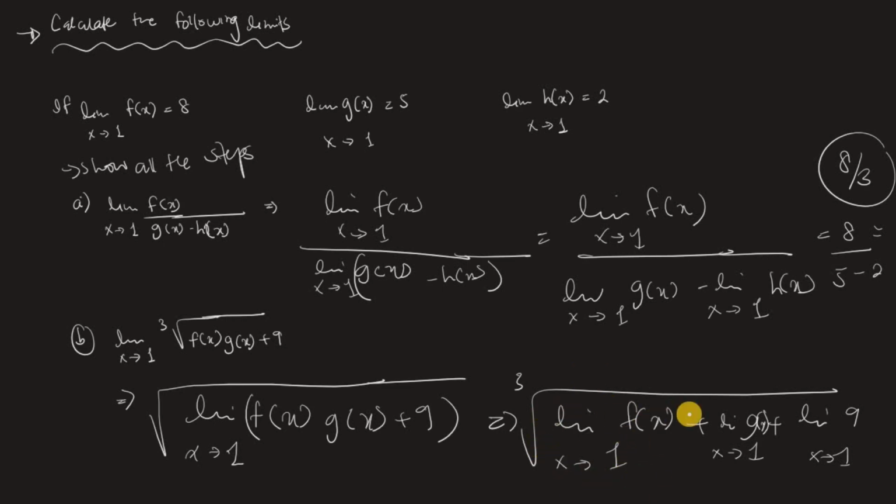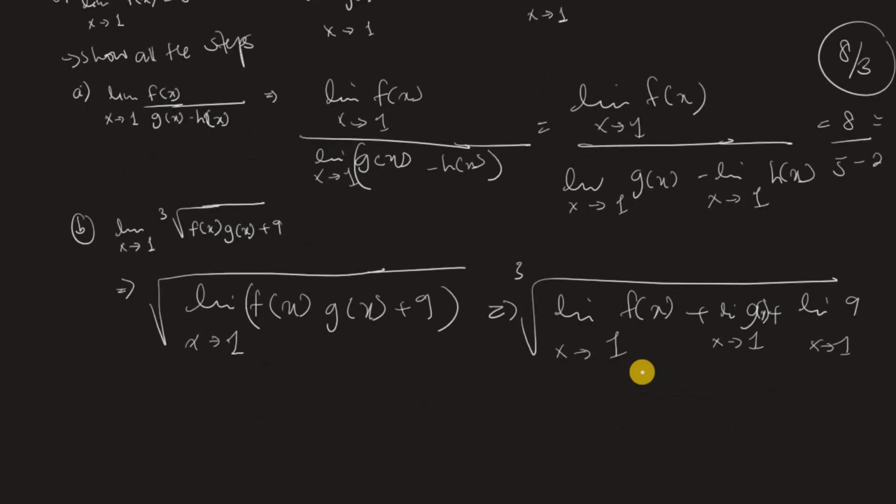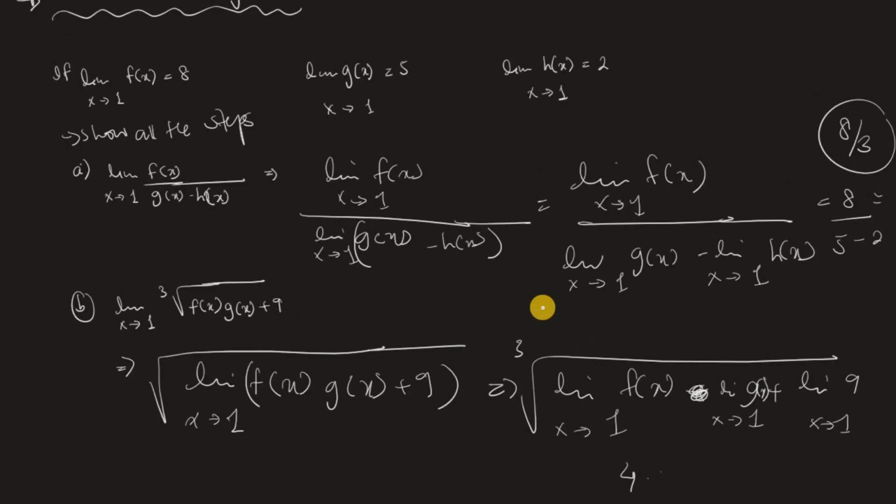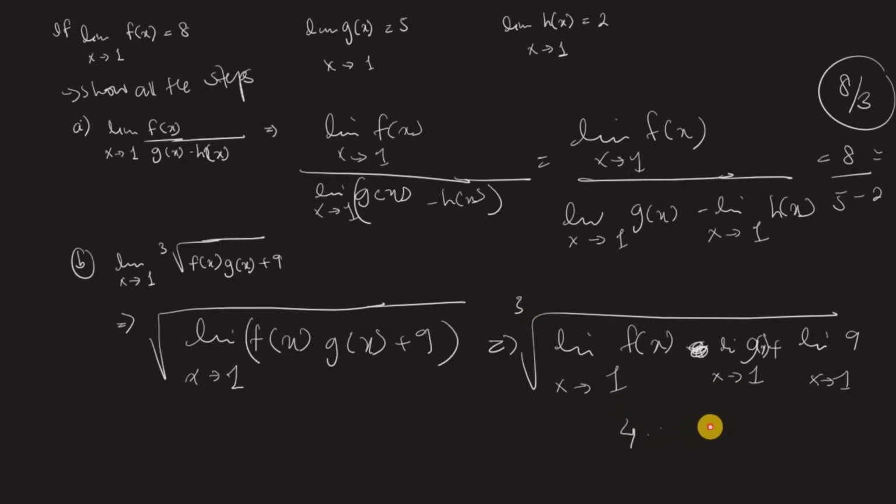So as x approaches 1, f of x approaches 8, g of x is 5, and 9 is going to stay the same. Oops, this is not addition, this is multiplication. So that would be 4 times, what was the value of g of x? g of x was 5, so 5 plus 9, so that gives us the cube root of 49.